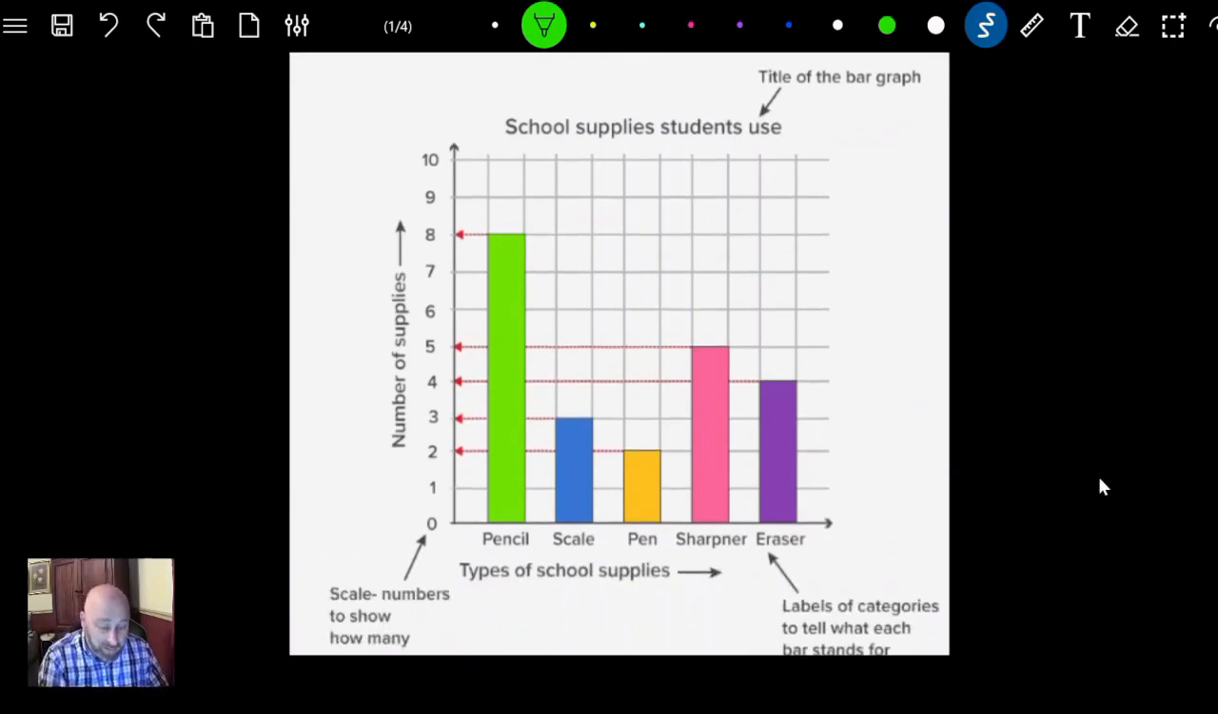Well, they had to write with something, right? So look, the other 2 students used pens. So they must have had 10 students surveyed in this class, or whatever it was. So 8 used pencils, 2 used pens, and then you could see the ones that used sharpeners, the ones that used erasers, and the ones that used scales. I don't know what they did with scales, but anyways.